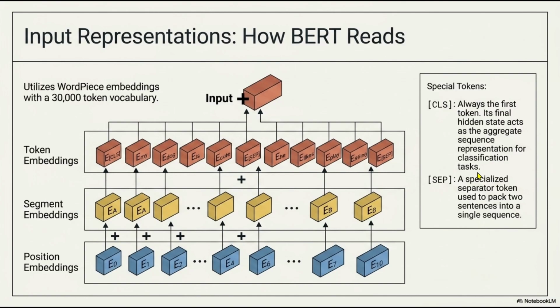How does BERT actually read? It utilizes WordPiece embeddings with a 30,000 token vocabulary. For any given token, the input representation is the sum of three embeddings: token, segment, and position embeddings. It also uses special tokens, CLS as the first token for aggregate sequence representation and SEP to separate sentence pairs.